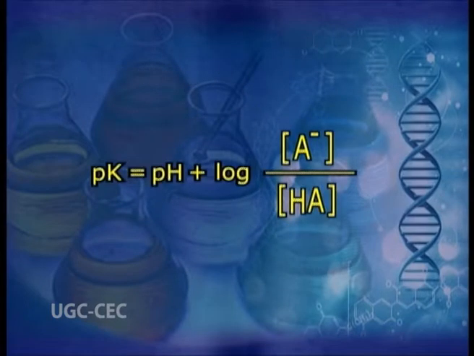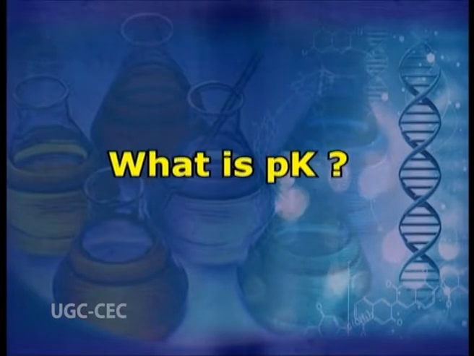So, now pK is equal to pH minus log acetate ion concentration upon acid concentration. The end results are two terms. One is pH, the familiar measure of acidity or alkalinity, the other is pK. What is pK now? Actually, it is a very useful term. One way of looking at its value is to consider the phenomenon of pH buffering.